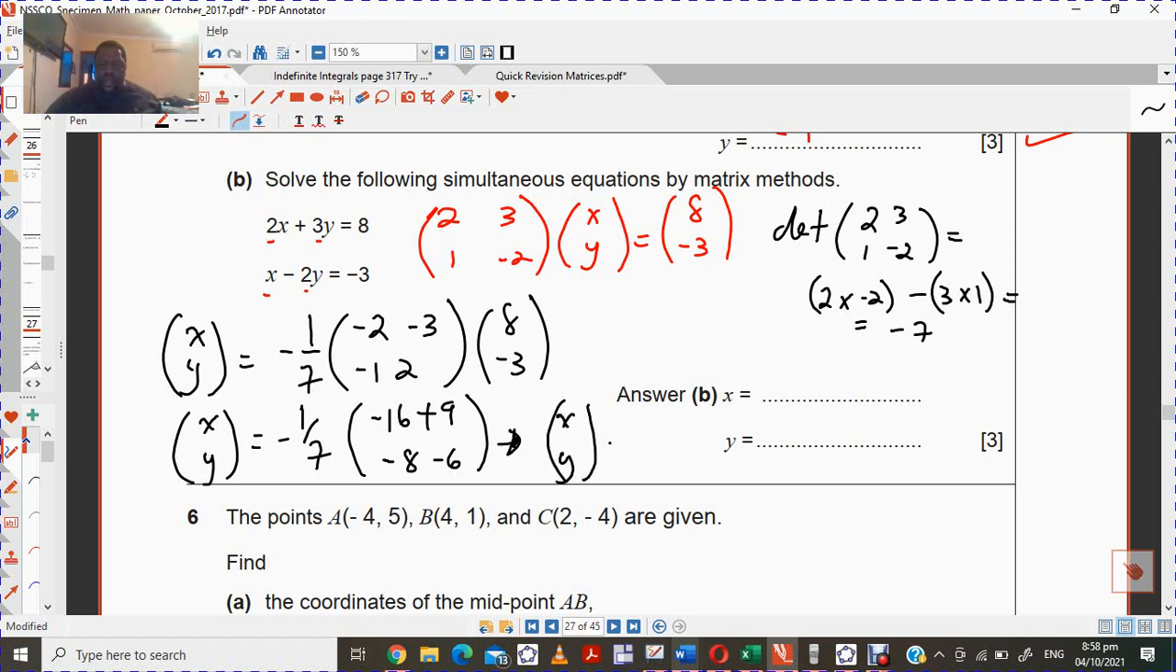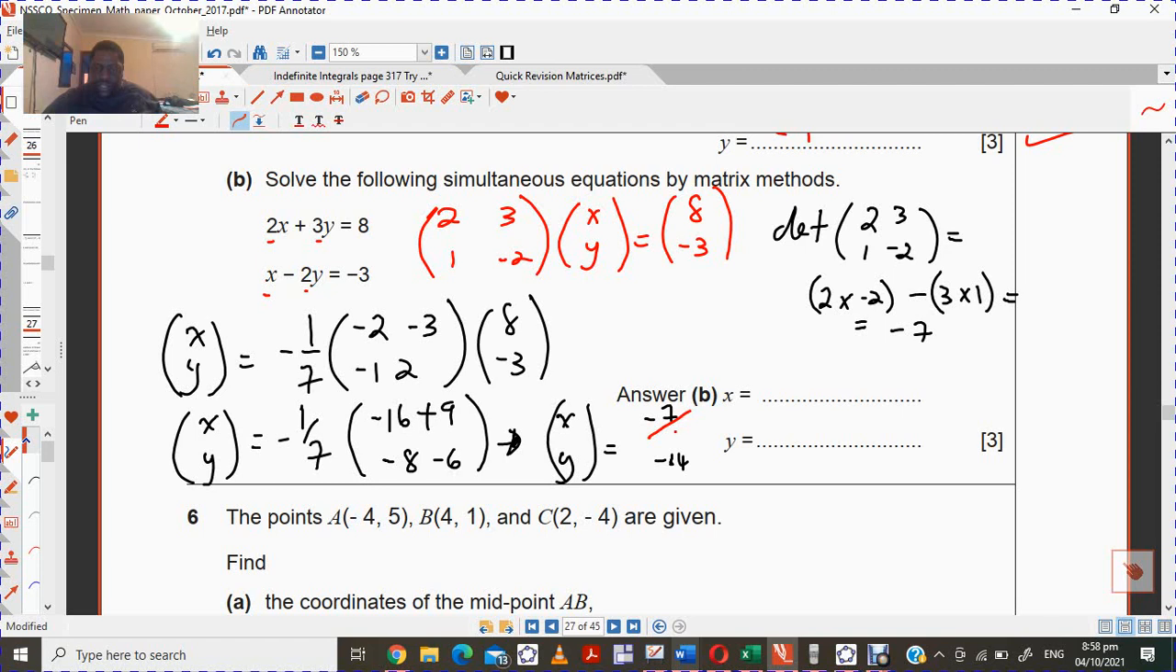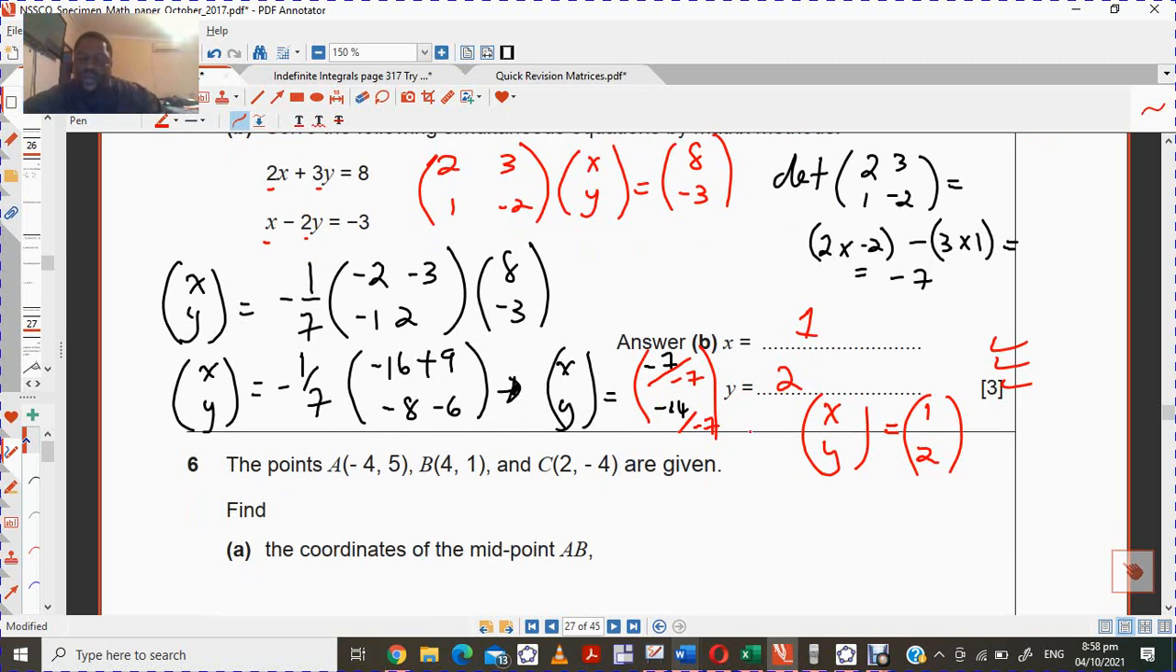So this gives me xy. Now I will be taking that value. Inside I get negative 7, and I have negative 14. But I'm going to have to divide that by that scalar quantity, the determinant, which is negative 1 over 7. So eventually I'll get xy equals 1, 2. So the value of x is 1 and the value of y is 2. Again, have a look at my previous video. I did exactly the same question where I did some revision stuff on matrices.